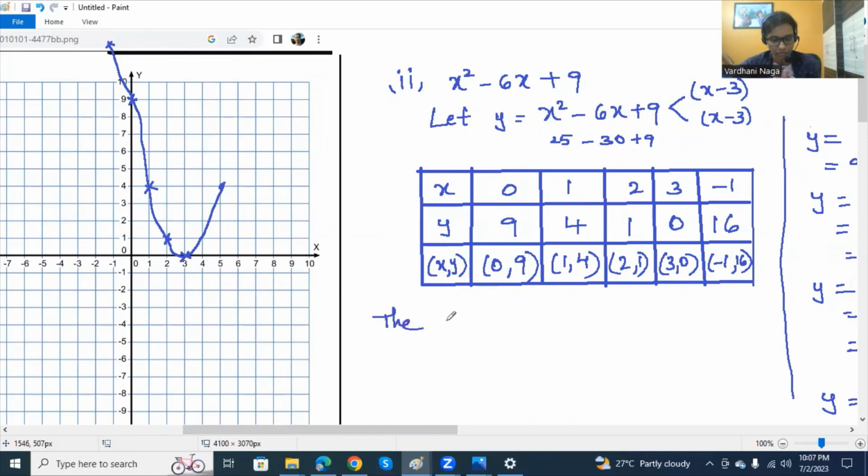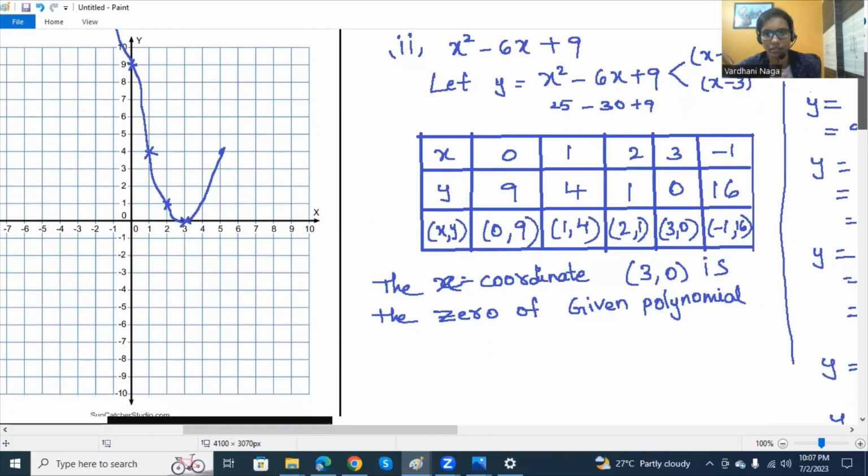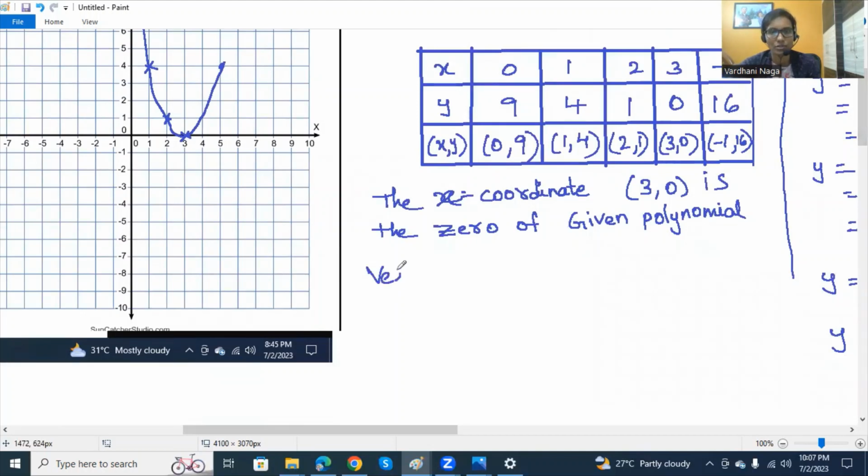The x coordinate of (3, 0) is the zero of the given polynomial. They asked to justify the answer, so we need to do the verification as usual. Verification.